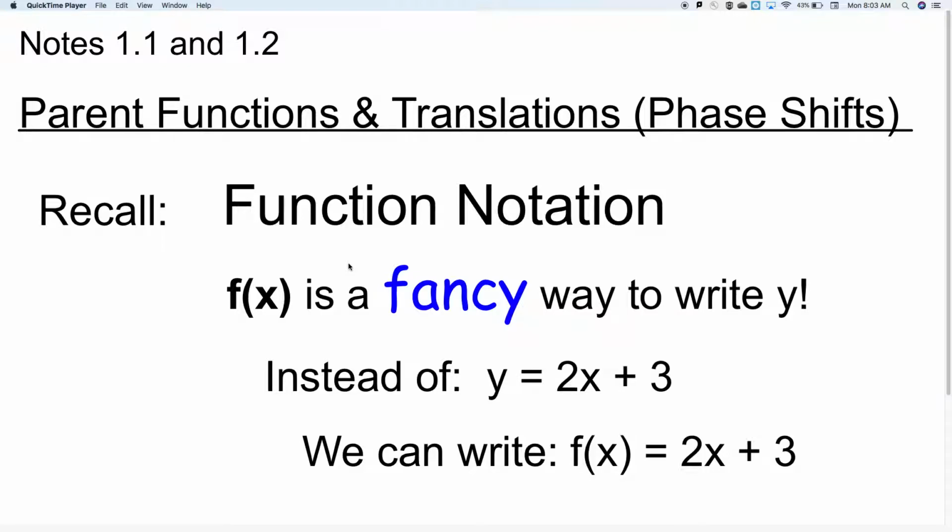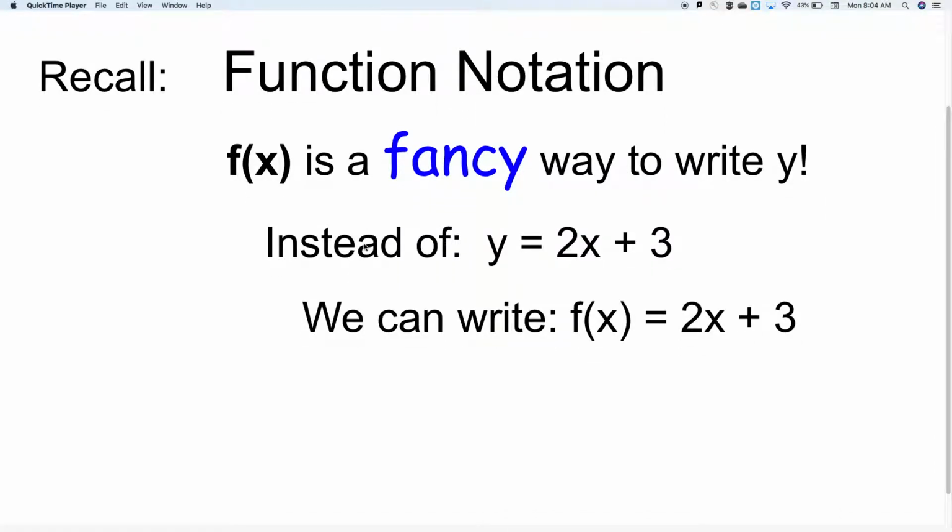So this f of x means nothing mathematically. There's no operation here. It's not f times x. You don't have to do any addition, multiplication, or anything on the side if you have a number in place of x. Okay. So instead of writing the equation of a line, y equals 2x plus 3, we can write f of x equals 2x plus 3. So it's just replacing the y.